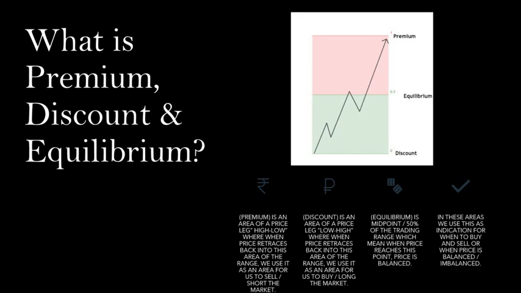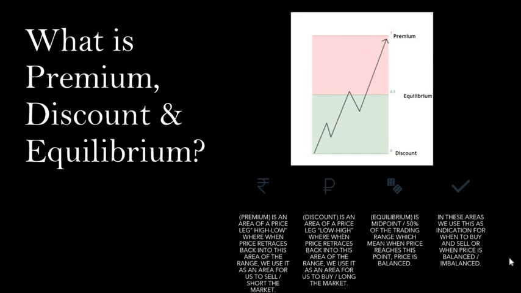But from a premium standpoint, if we want to use premium, we would need to have a high to low range. So from high to low, when price retraces back into this area of the range, we use it as an area for us to sell or short the market. Okay, when price creates premium and discount, price needs to create it from a high to a low for us to be using premium.